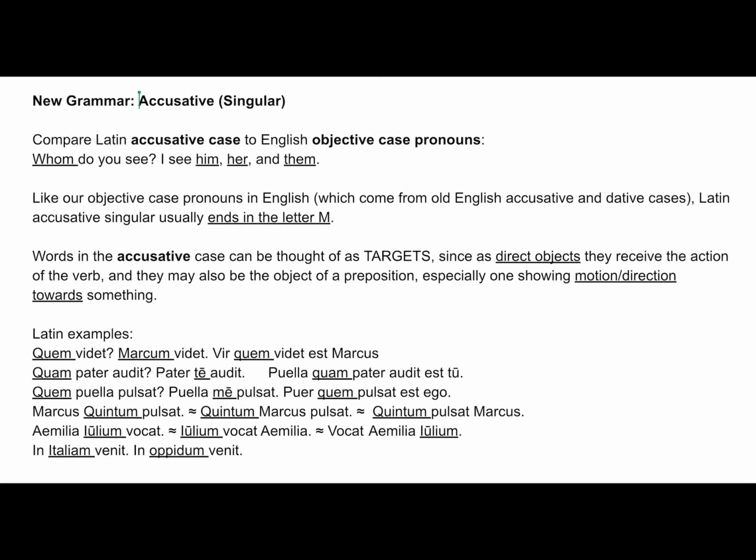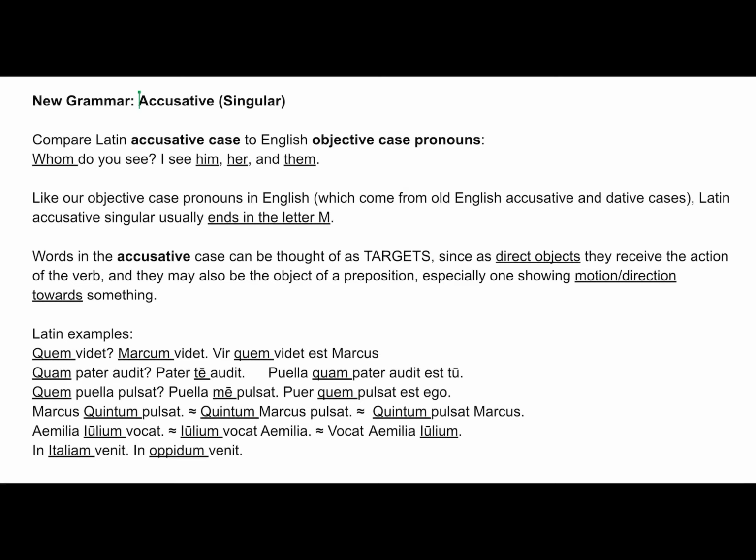So the new grammar is the accusative, and specifically in this chapter we're dealing with the accusative singular. The first thing you want to understand about the Latin accusative case is that it's pretty easy to compare it to English objective case pronouns. If that's terminology you're not familiar with, just look at my example here. Whom do you see? I see him, her, and them.